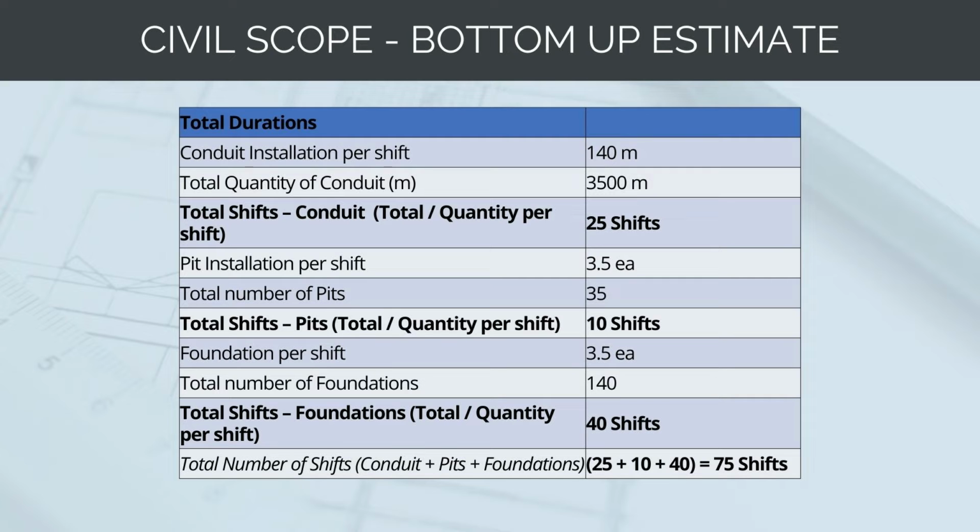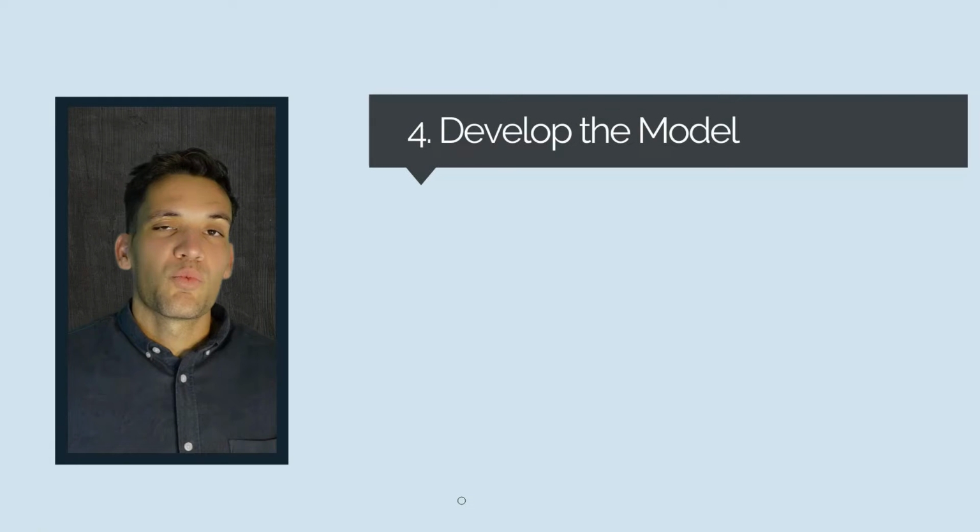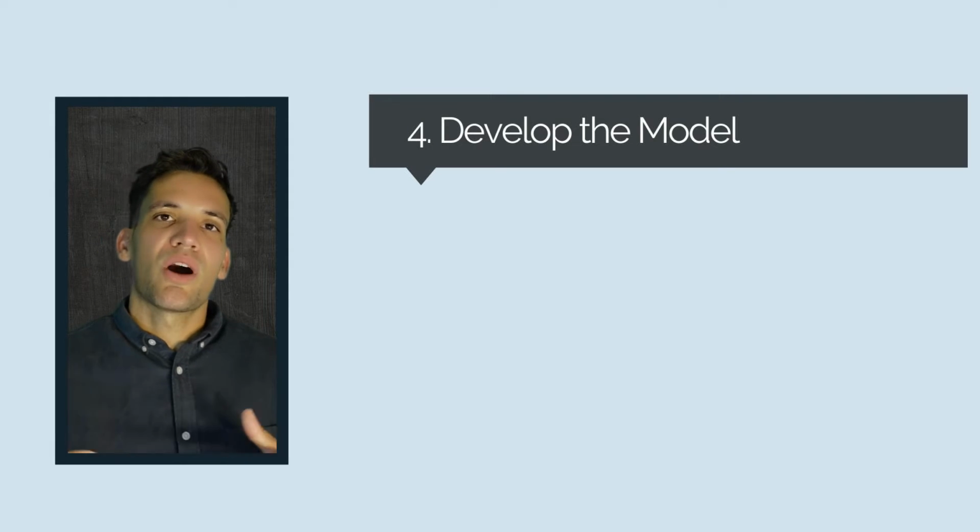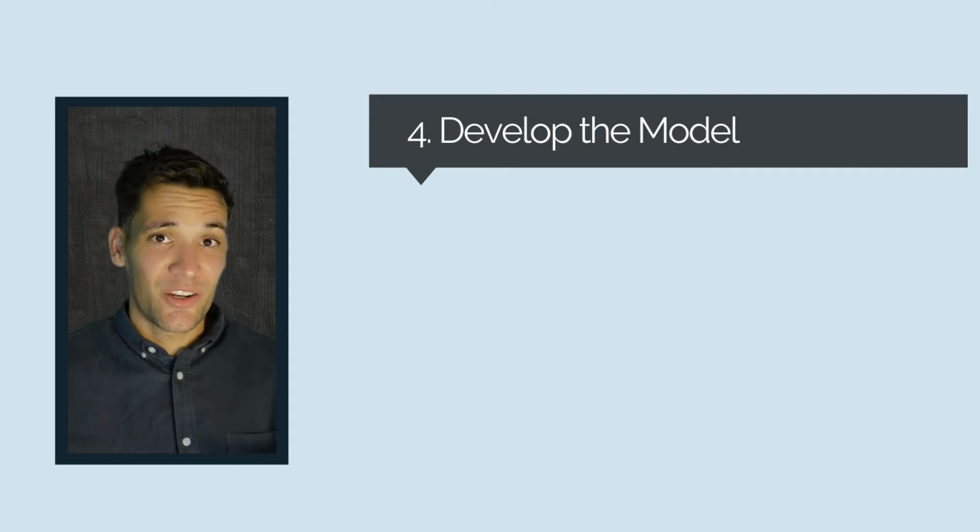Now, again, this isn't necessarily 75 consecutive shifts, because the other factor we need to consider is resourcing. If we have 75 crews doing the task, then it's obviously going to be 1 shift to do all the work. If we have 1 crew doing the task, it'll be 75 shifts. So with this information, we want to combine it all together and create the schedule model.